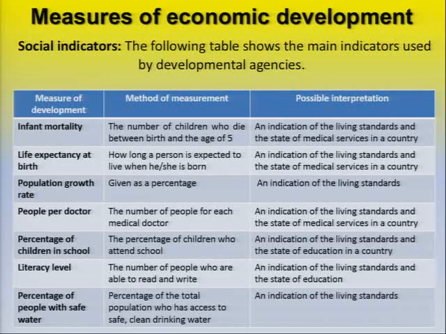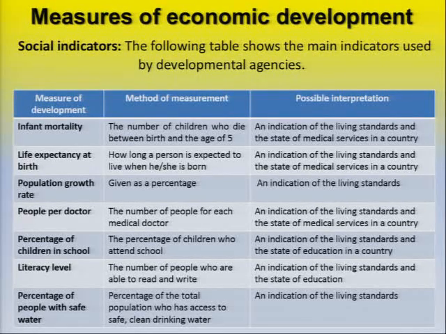This is all about development, economic development. Infant mortality, this is the number of children who die between birth and the age of 5. An indication of the living standard and the state of medical services in a country. That's what it means. If we've got a high number of infant mortality, then it means in that country the state of medical health is very poor.